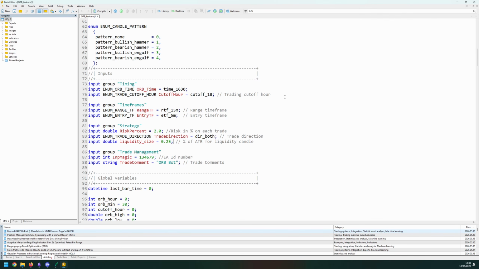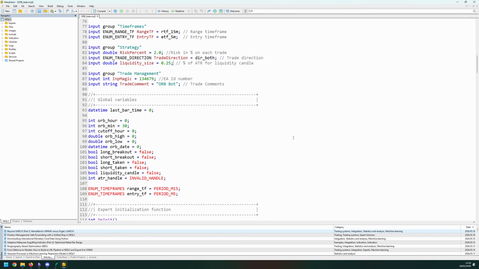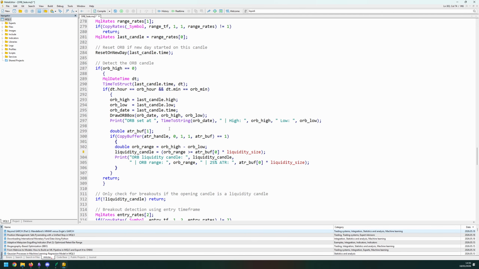So I head over to MetaTrader, open up my code and start creating an expert advisor to backtest this strategy. Now I'm not going to go through the whole thing here, but just a few of the highlights. I have a section here that grabs the ORB, which marks the high, low, and the date. I then use that information to calculate the size of it and determine if this is a liquidity candle based on the 25% liquidity size.